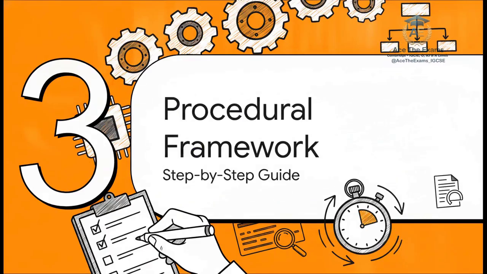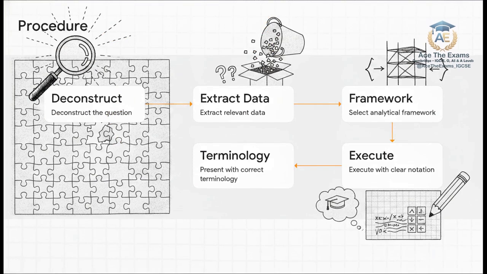Now we move to the execution phase. Section 3, the procedural framework. This is your computer science success blueprint. If you want to transform your answers from red pen marks to green check marks, here are the 5 logical steps you must follow every single time. 1. Deconstruct the question. What is the command word? Are they asking you to identify, describe, or evaluate? 2. Extract the relevant data from the scenario. 3. Select your analytical framework. Like we talked about, use PEAL for those extended written answers. 4. Execute your solution with incredibly clear notation. And 5. Present it all with the correct terminology.